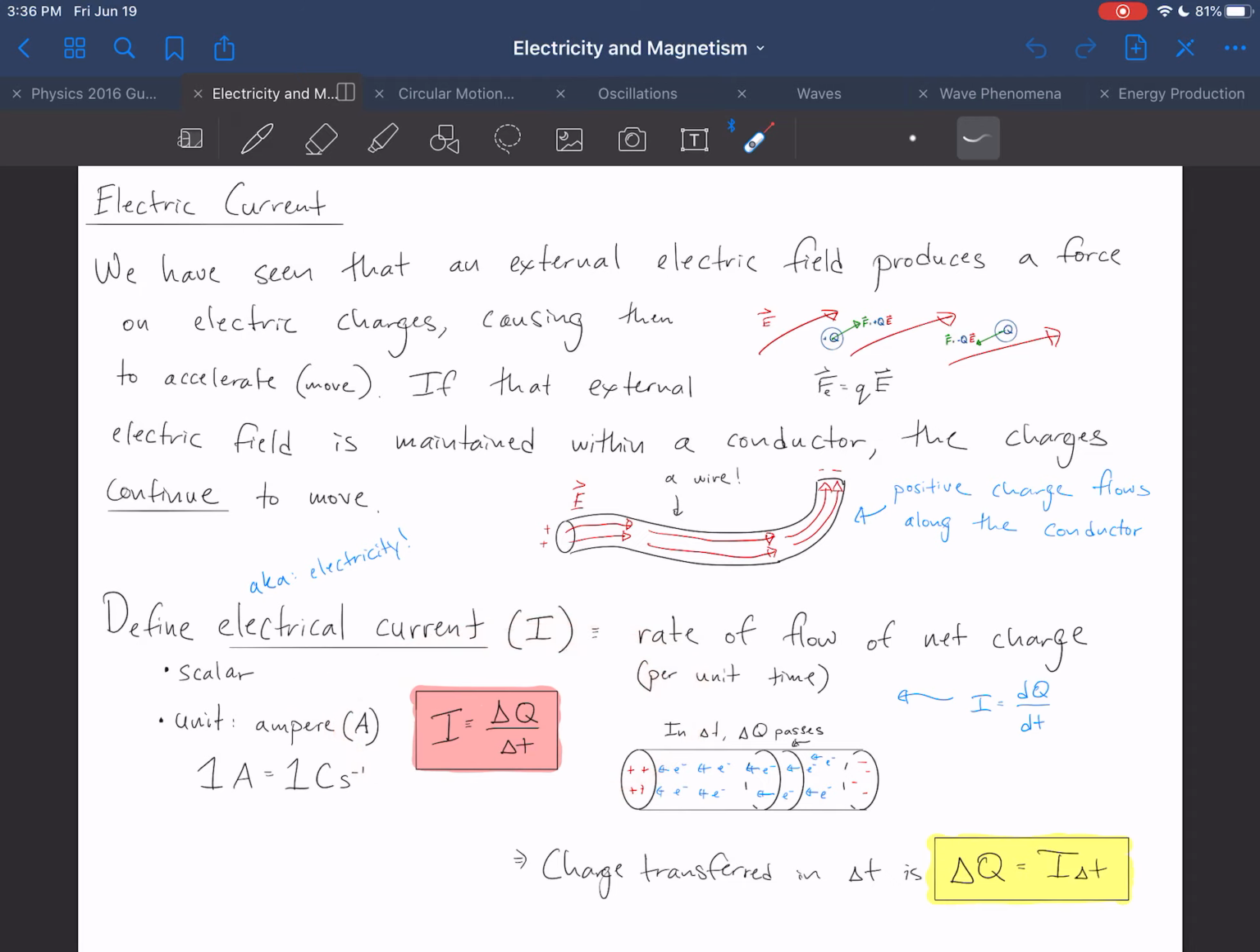So this is our definition of electrical current, and the charge then transferred in some delta t is delta Q equals I times delta t. So if you're given the current, let's say it's 10 amperes, and the time, let's say 4 seconds, then the amount of charge transferred by a 10 ampere current in 4 seconds is 40 coulombs. These two equations are very much related: the definition of current on the one hand, and then how the amount of charge transferred in a conductor, usually a wire, is equal to the current times the amount of time that has elapsed.